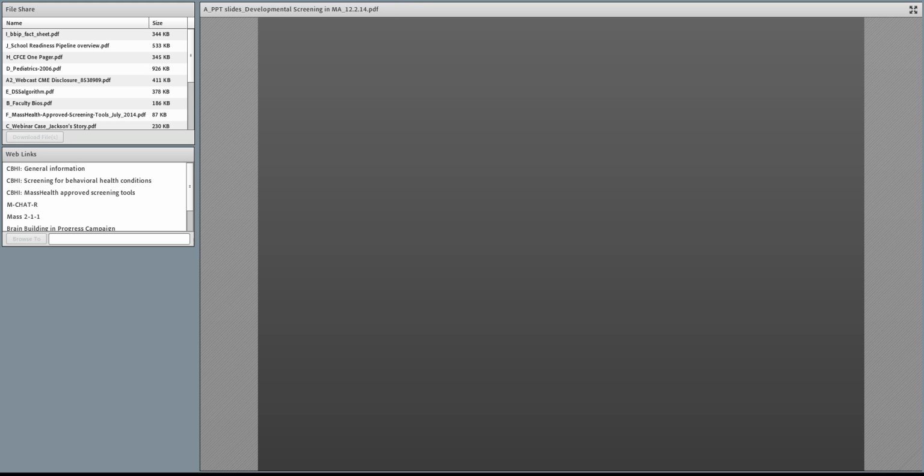So we've provided you with handouts and websites that share details about validated screening tools, and pictured here is document letter F that's in the file share box. It's a brief list of Mass Health approved standardized behavioral health screening tools for children under the age of 21. The age of the patient must be considered in selecting an appropriate tool, and no one tool can be used for all ages. Some tools are free and others must be purchased.